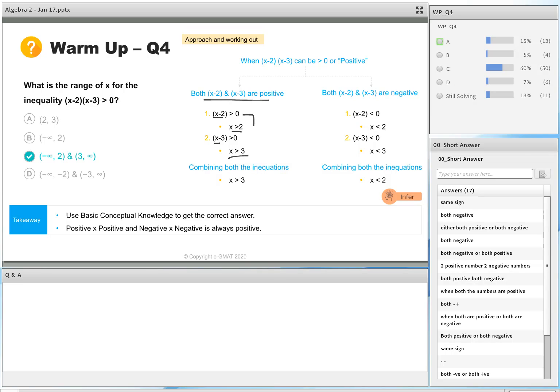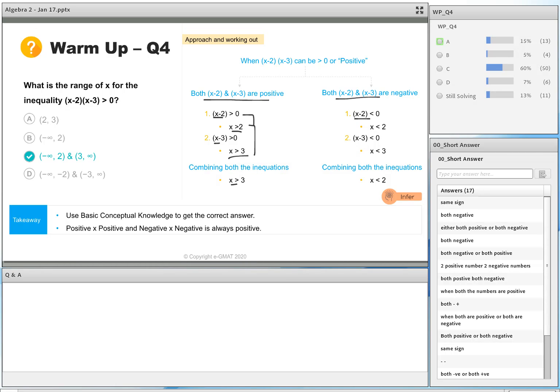Now, you can either visualize this or draw a number line at your end to understand how to get the common region for x. Since x is greater than 2 and x is greater than 3, the common region to satisfy both these inequalities would be x greater than 3. That's the first case.